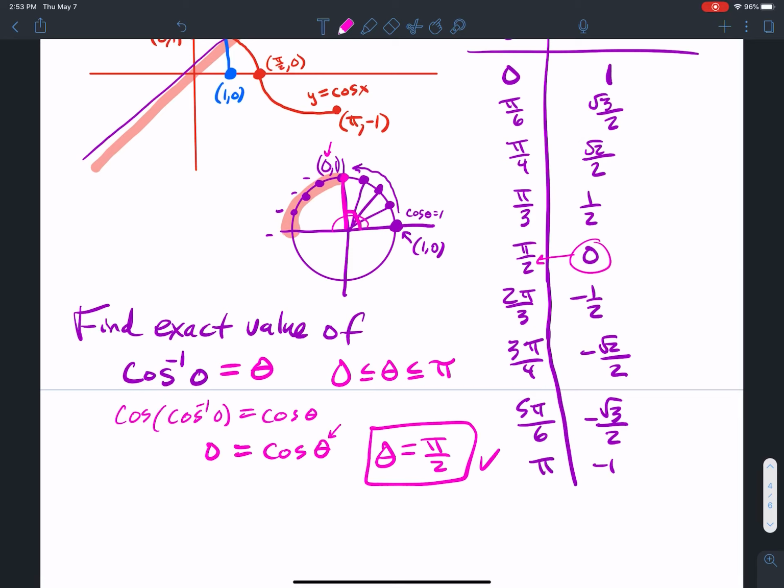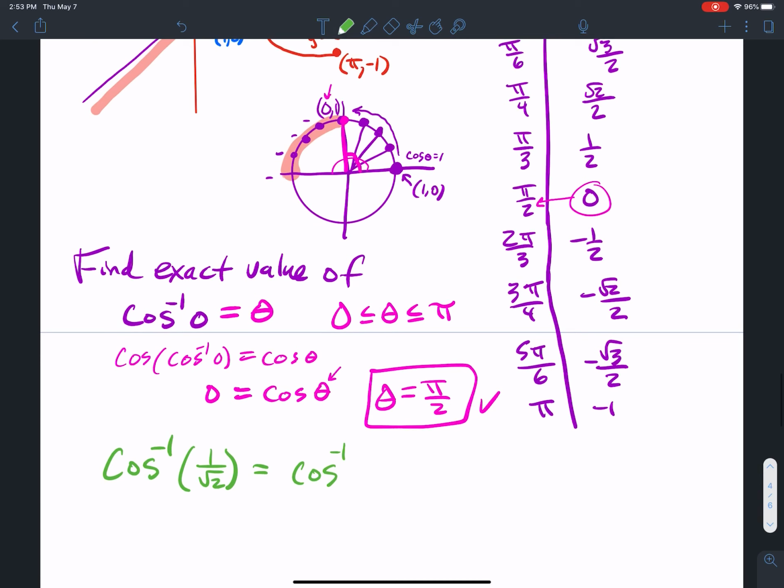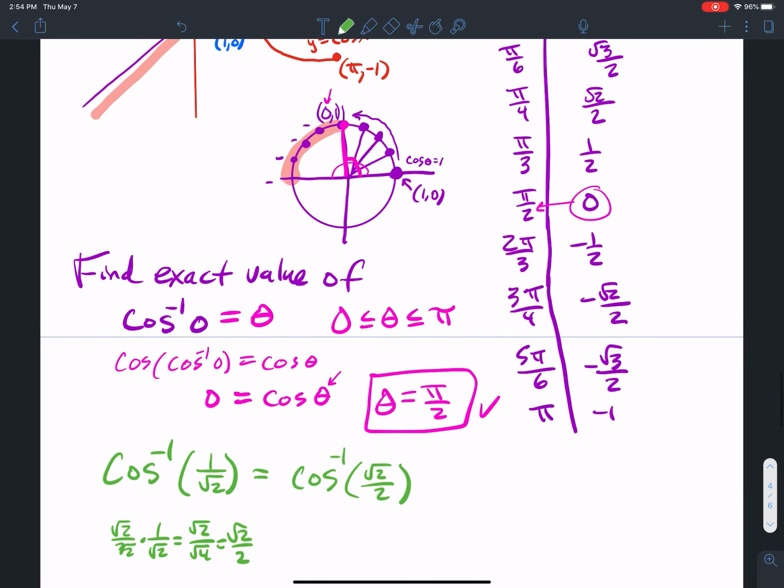Let's do one more just to make sure we got it. If I had the cosine inverse of 1 over the square root of 2, well, if I rationalize the denominator, that's square root of 2 over square root of 2 multiplied by 1 over square root of 2. So that's square root of 2 over square root of 4, which is square root 2 over 2. I hope that looks familiar. Set that equal to theta.